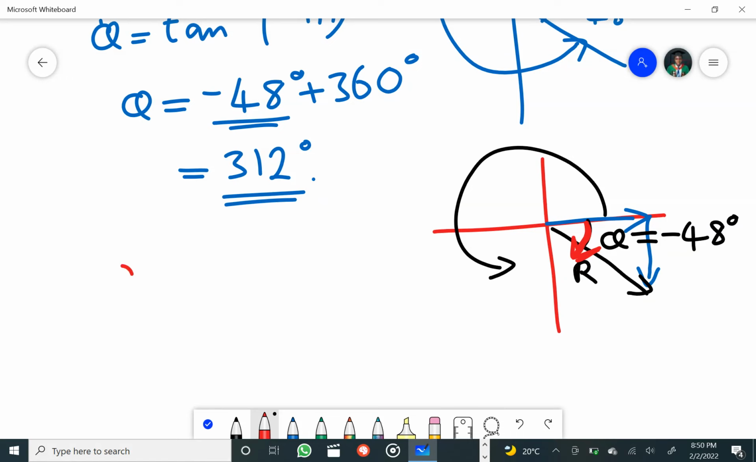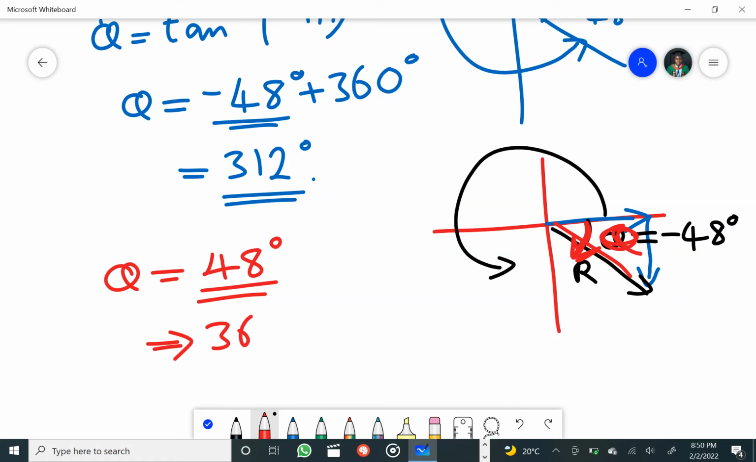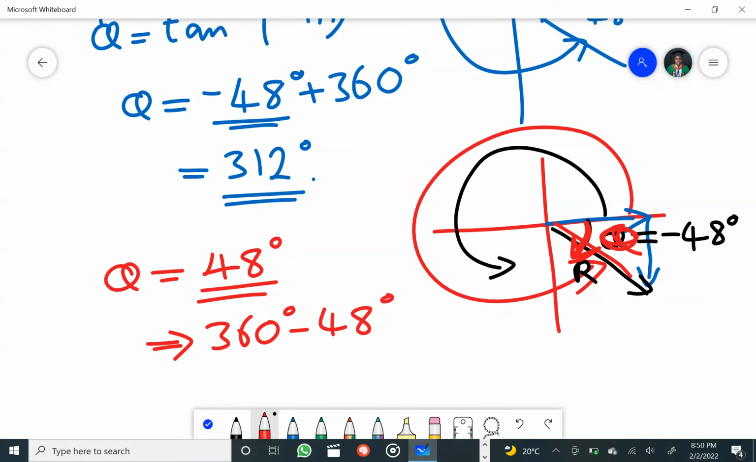And what do I do? Since when I don't put the negative there, my answer is just 48 degrees. Now I know that it's in the fourth quadrant. And what do you recall we said? When you find an answer in the fourth quadrant, what do you do? The 48 degrees I've found is this angle here. So to get the actual angle coming from this, I'm going to subtract, which is going to be again 312.